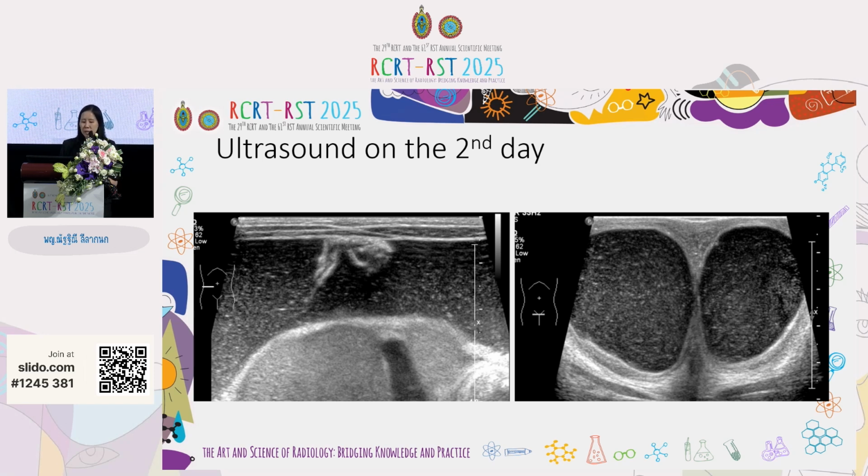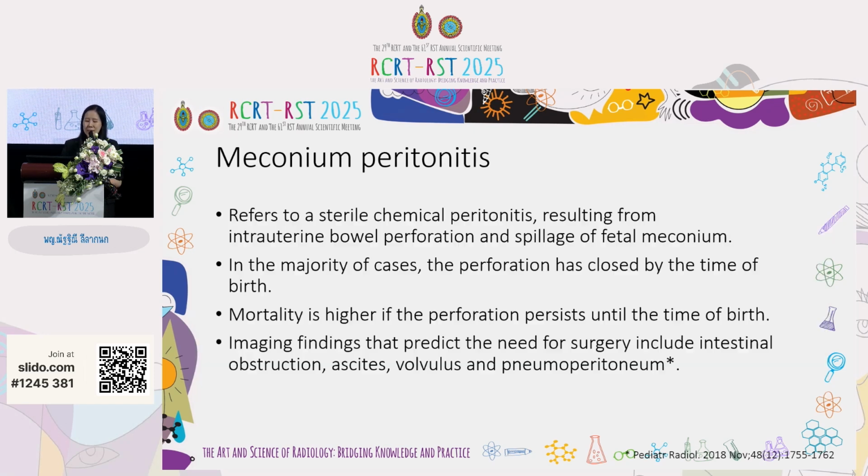So the operation confirmed a perforation in the terminal ileum in this patient. So this case is meconium peritonitis. Meconium peritonitis refers to a sterile chemical peritonitis resulting from intrauterine bowel perforation and spillage of fetal meconium. The meconium spilled in the peritoneal cavity leads to an intense inflammatory reaction with fibrotic tissue formation and calcification.